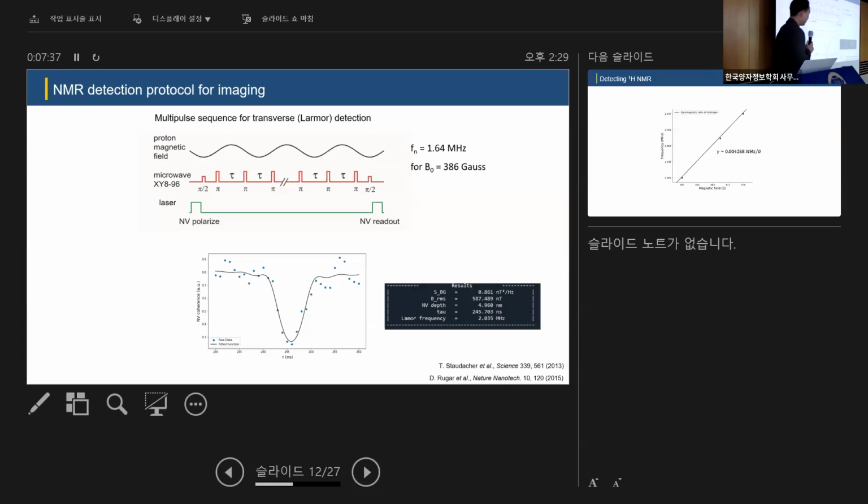So as a first experiment, we wanted to simply detect the nuclear spins. So before you can image, you have to be able to detect. So the idea is to take a blanket film of a polymer, like PMMA, that contains lots of protons, and put it on top of diamond, which has shallow NVs. In this case, we use about 5 nanometers deep below the surface. Then we detect the Larmor frequency of the target. And we do it with this multipulse sequence, which has a lot of pi pulses that are spaced synchronously with the Larmor precession frequency of the target.